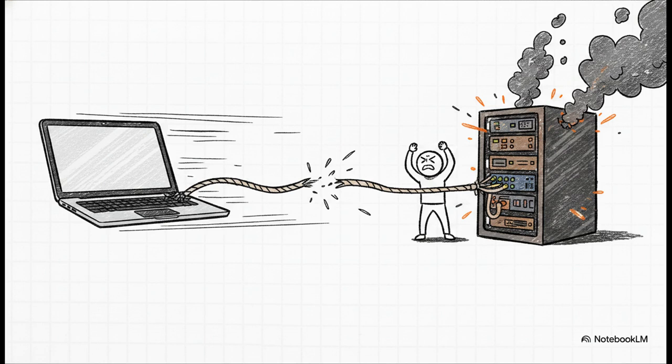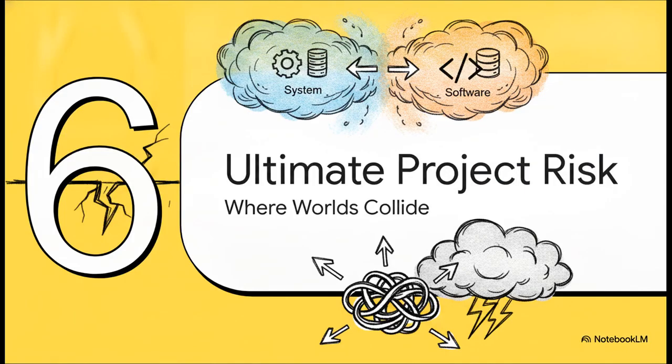Furthermore, you can write perfect, flawless code, but if the legacy network bandwidth is too weak to support it, or if you ignore the human element and users resist adopting the new workflow, well, your flawless software results in a total system failure. And finally, Section 6, the ultimate project risk.